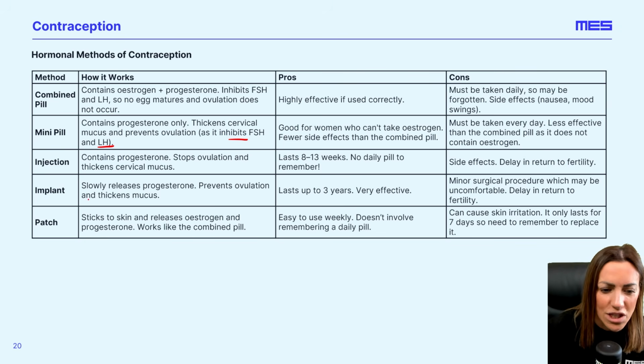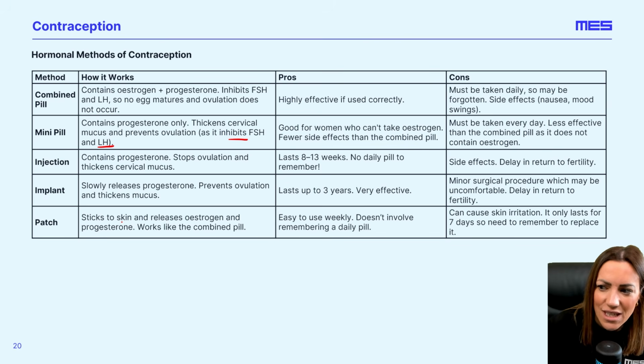The implant, which is implanted under the skin, again, uses progesterone. It releases progesterone slowly. Again, it prevents ovulation because progesterone inhibits FSH and LH, so eggs do not mature and there's no ovulation. Again, it thickens cervical mucus. It lasts even longer, up to 3 years. It's very effective. However, it does involve a minor surgical procedure to put the implant under the skin. It may be uncomfortable or slightly painful. Small risk of infection, you could say. And again, there'd be a delay in the return to fertility.